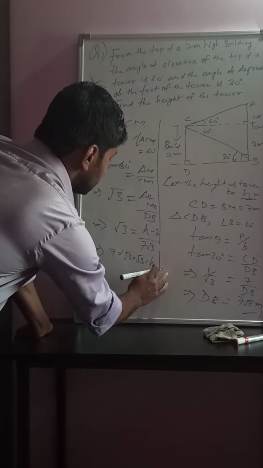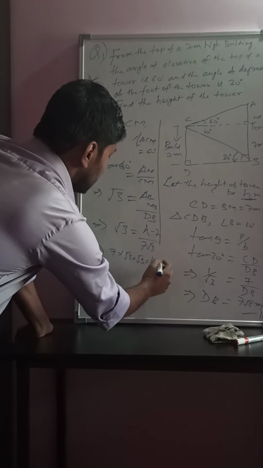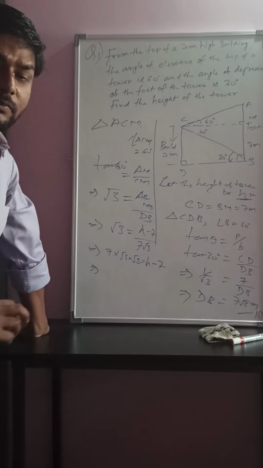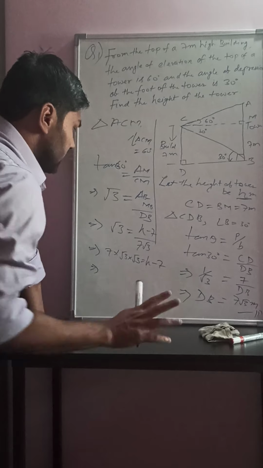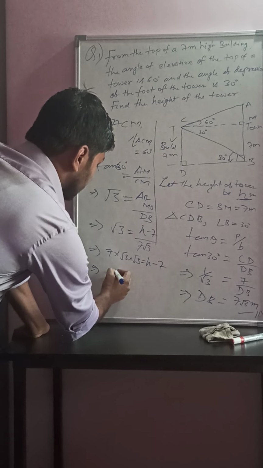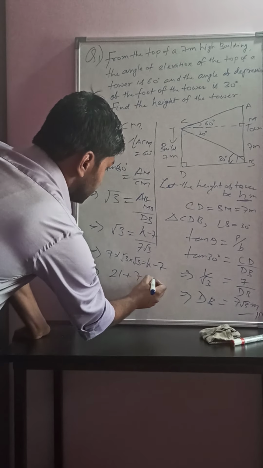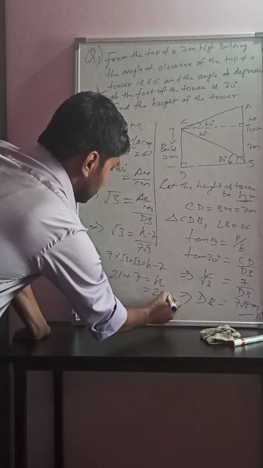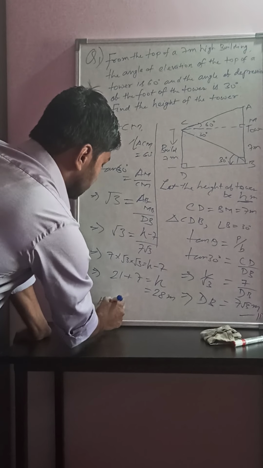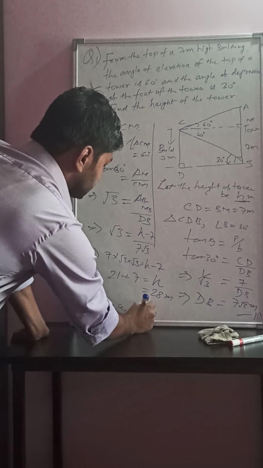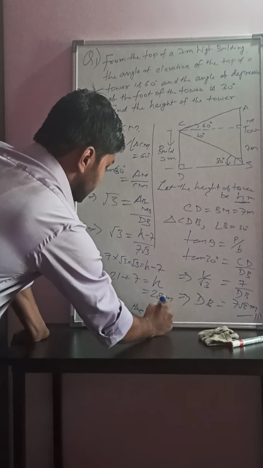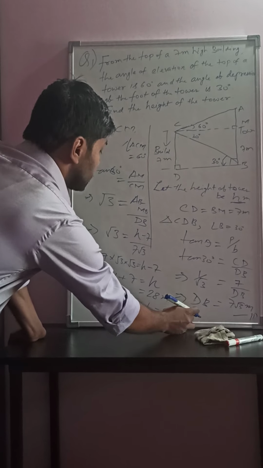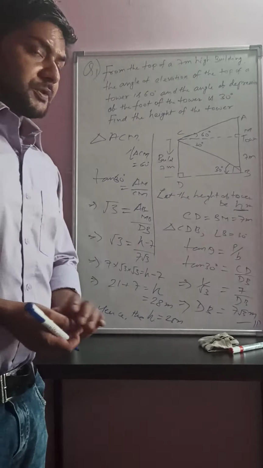Which is equal to h minus 7. So basically root 3 into root 3 is equal to 3, and 3 into 7 is 21. So 21 plus 7 gives the value of h, which is equal to 28 meters. Hence the height of the tower h is equal to 28 meters, the required answer to the question.